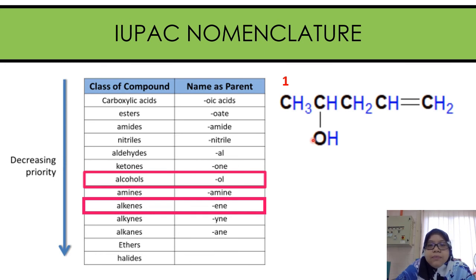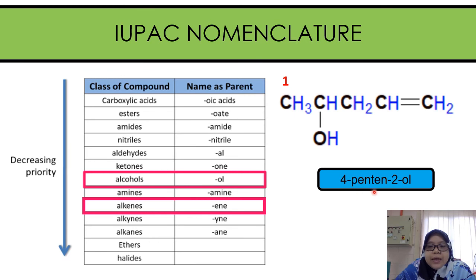So this is our first carbon, second, third, fourth, and fifth. So we have 5 carbons in the parent chain. So the name is 4-penten-2-ol. Why 4? The number 4 here is the position of the double bond. So our carbon-carbon double bond is at carbon number 4.